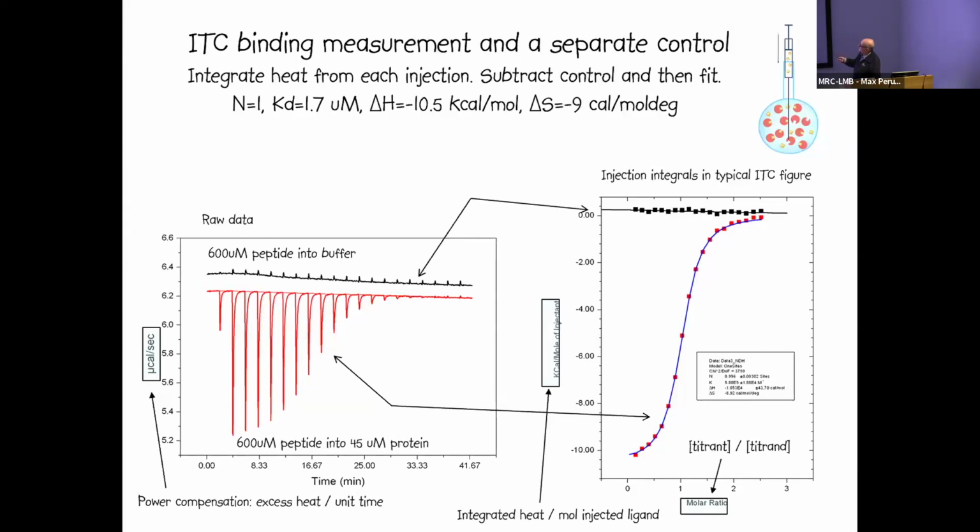This is the control, and this is the binding experiment, and we can correct the binding curve by subtracting the control, or subtracting the linear function that we fit to the control, and then we can fit them. We can obtain a series of parameters: a stoichiometry value, in this case equal to 1, a dissociation constant, which was 1.7 micromolar, and the enthalpy was minus 10.5 kcal per mole. And then from the equilibrium constant, we can get the free energy, therefore we can get the entropy out as well.